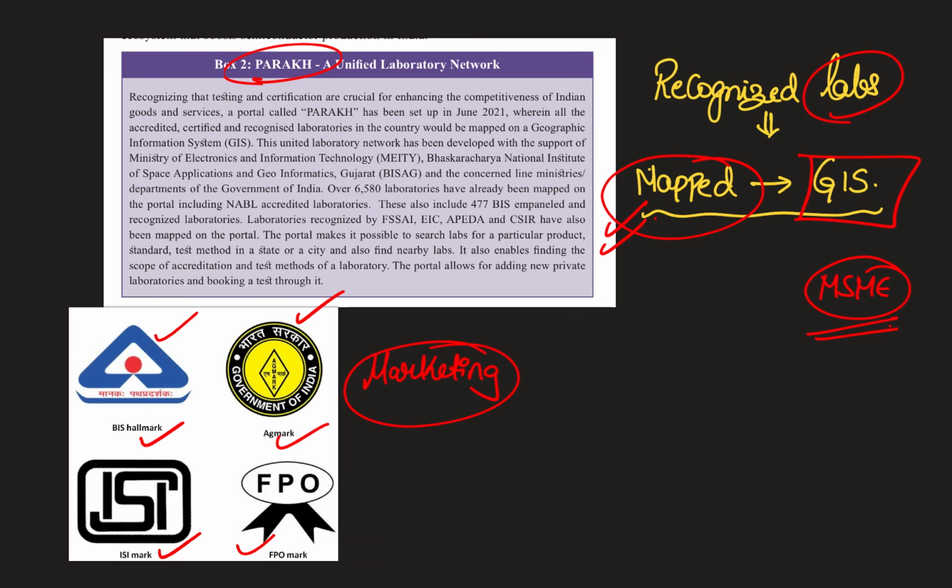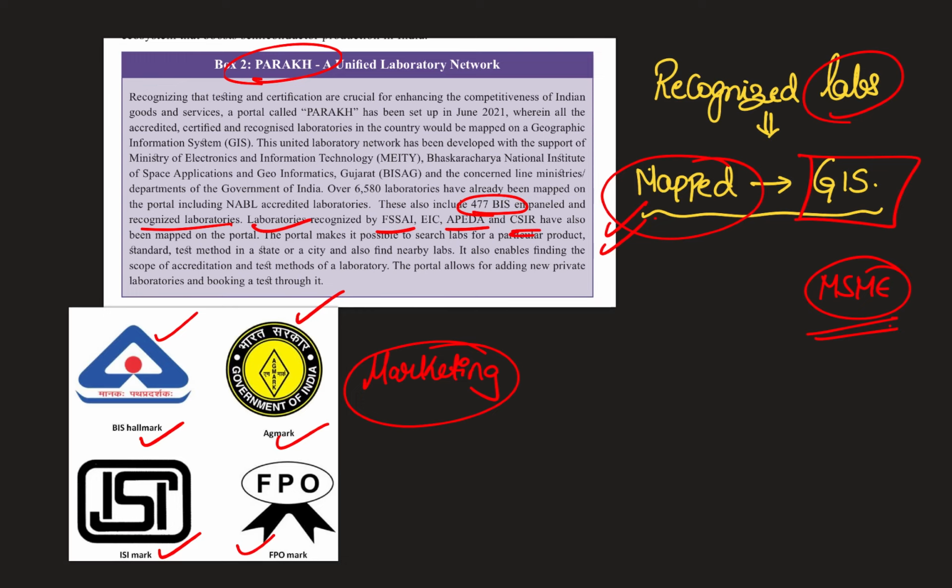So this includes 477 BIS empaneled and recognized laboratories. These labs are actually recognized by important organizations like FSSAI for food safety, APEDA for agricultural products export, and CSIR, which gives the rating for the safety protocols and standard protocols followed by various laboratories.